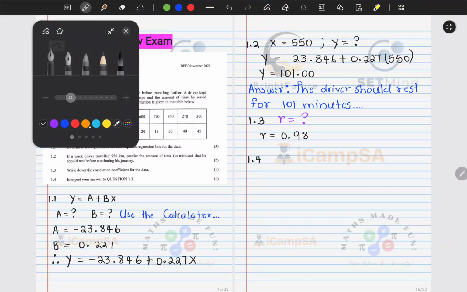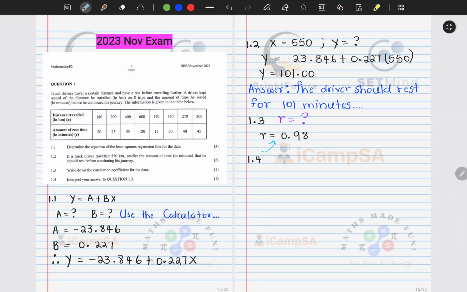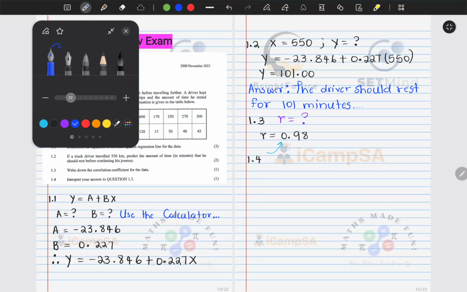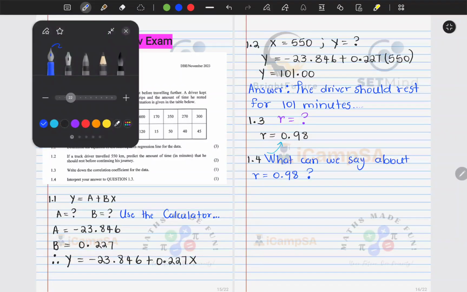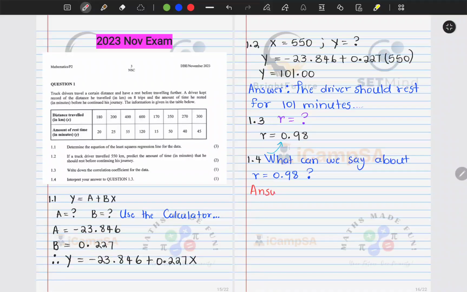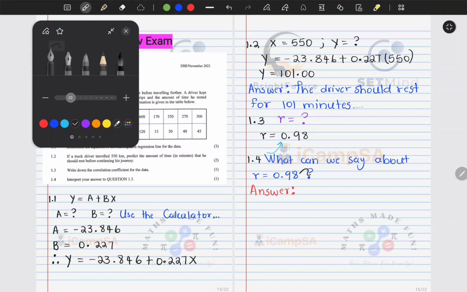They are saying we should interpret the answer that we have here. Essentially the question is, what can we say about this R value? What can we say about an R value that is 0.98? That is the question. And the answer to this is very simple. That answer is we have a strong positive correlation.